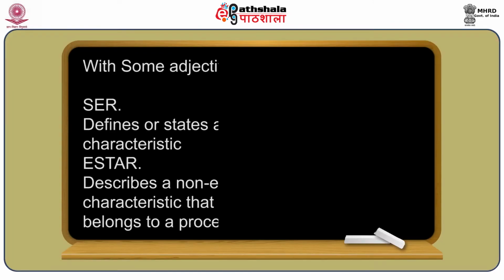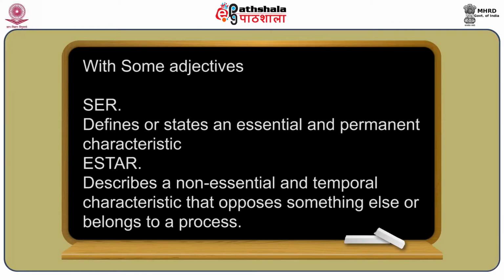Now, ser and estar can also be used with some adjectives. Adjectives which define or state an essential and permanent characteristic will be used with the verb ser, and those which describe a non-essential and temporal characteristic that opposes something else or belongs to a process will be used with the verb estar. Let's see some examples and how they vary.